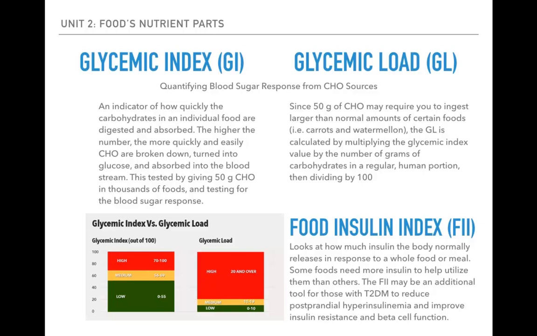And the idea here is to be an added tool for those with type 2 diabetes to reduce what we call postprandial, or after a meal, hyperinsulinemia, or too much insulin in the blood, and improve insulin resistance and beta cell function. Insulin resistance is when our cells are not responding as they should be to insulin, and the beta cells of our pancreas have to produce more and more and more. So this places an extra burden on our pancreas to do more work over time. Eventually, those beta cells can collapse, and that is a late-stage type 2 diabetic.